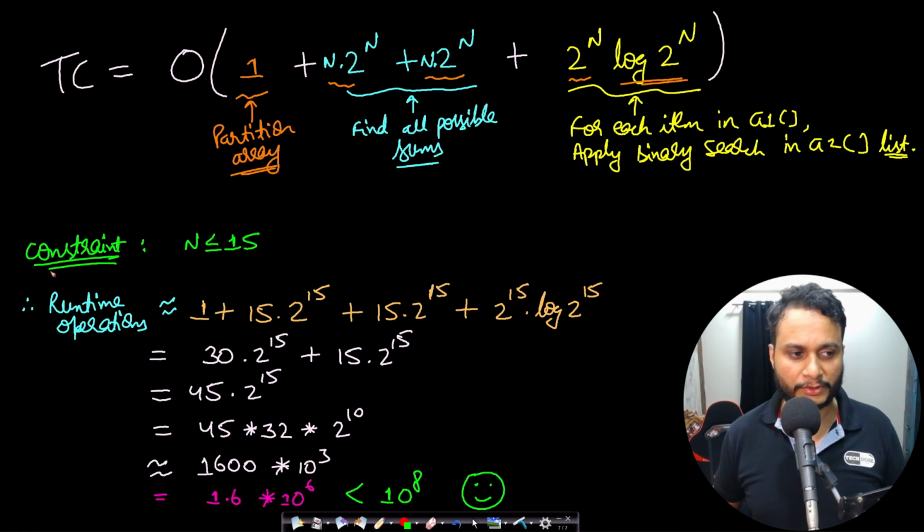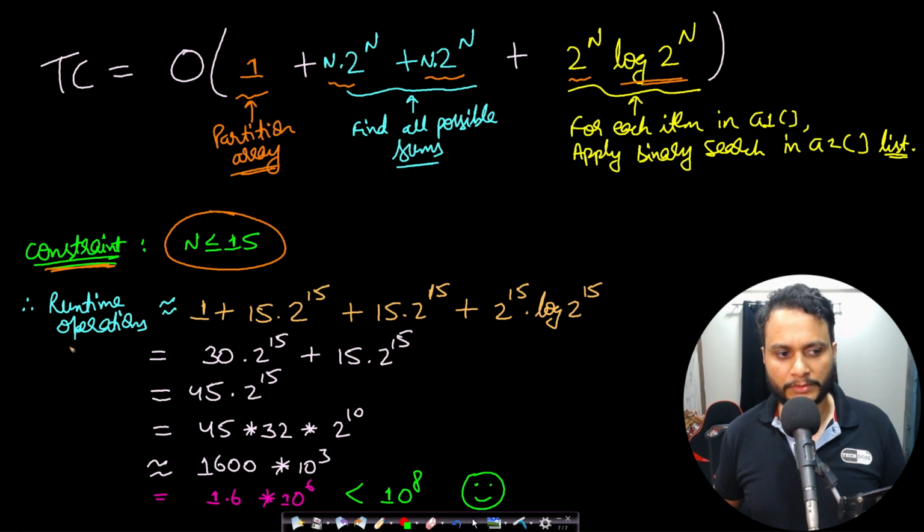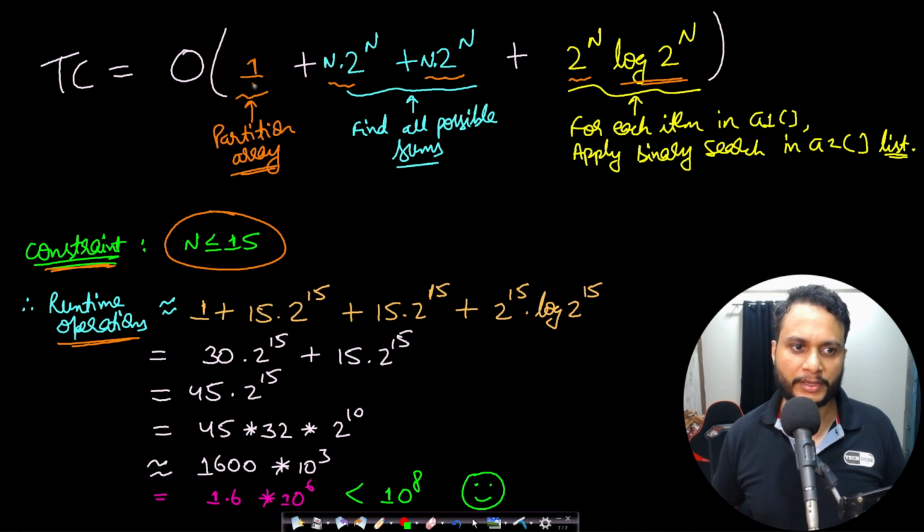In the constraint section of the problem, it was mentioned that n is less than or equal to 15. So the runtime operations will be one operation for partitioning the array, n into 2 to the power n, and 2 times of that.